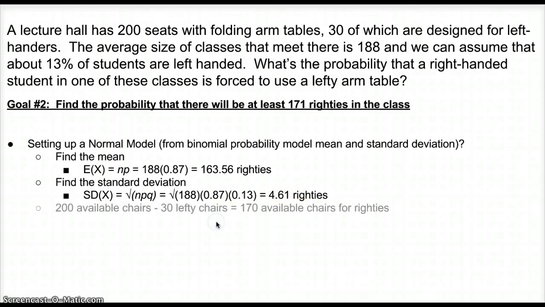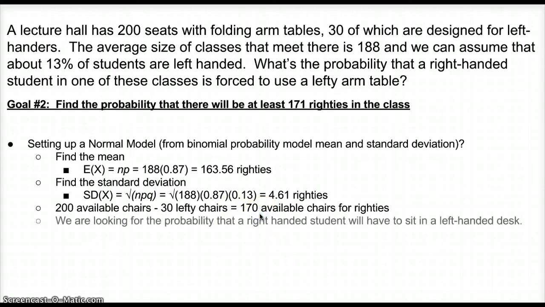So what's going on now is the same idea. We have 200 chairs available, but we're taking away those 30 chairs, so there's 170 righty chairs. And we're looking for the probability that a right-handed student will have to sit in a left-handed desk. So that means that there's going to have to be at least 171. So it's the normal PDF. Our lower number is 171. Our higher number is 188 because that's the max students. We found our mean, and we found our standard deviation.